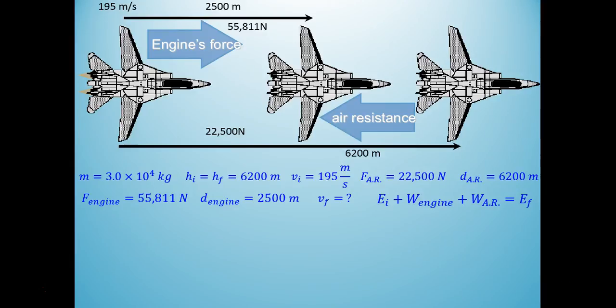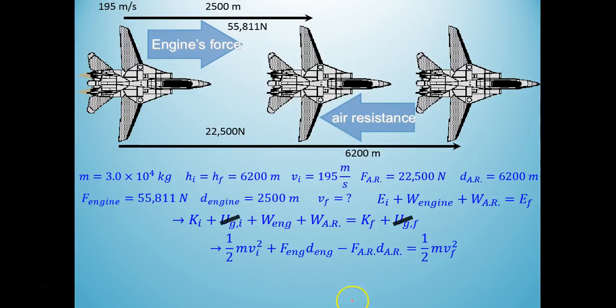So we have the total initial energy plus work by the engines plus work by air resistance equals total final energy. So what is total initial energy? Well, you have kinetic energy, and you also have potential energy due to gravity initially and finally. But of course, those cancel because the jet is flying level. There is no change in h, which means no change in gravitational potential energy between the beginning and the end of the problem.